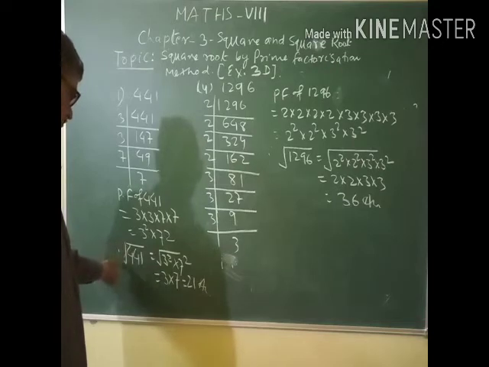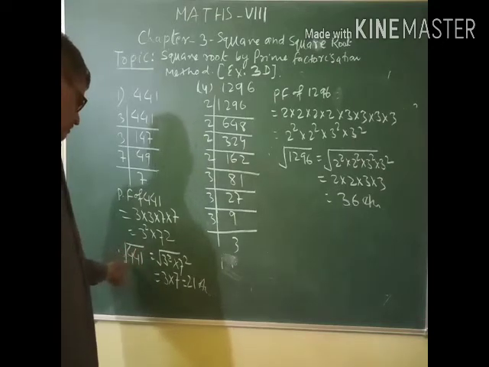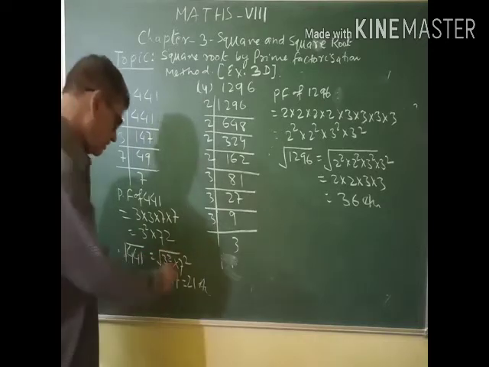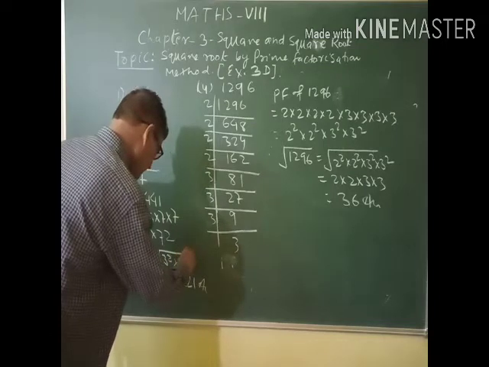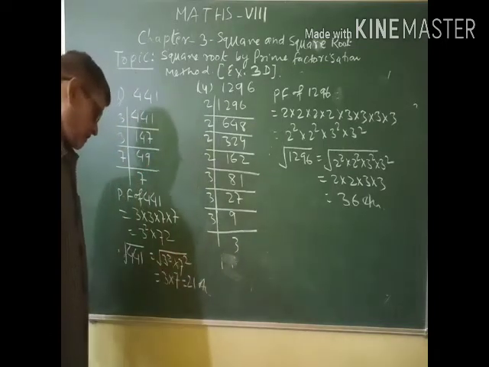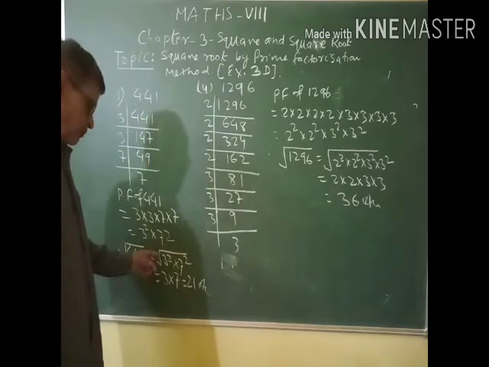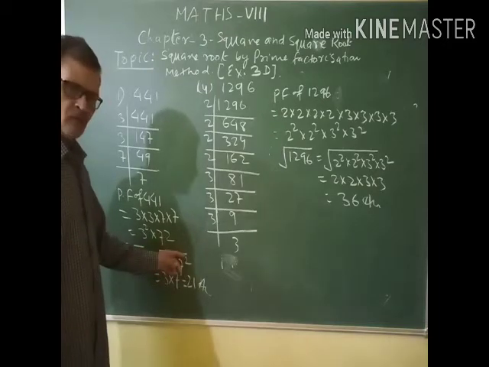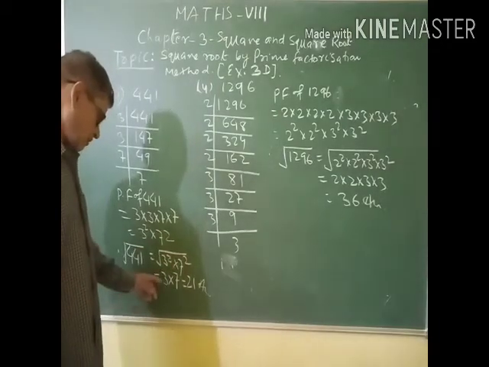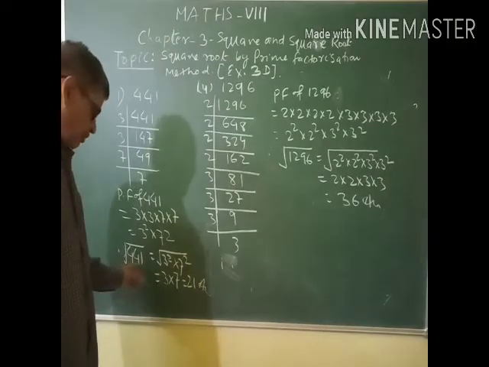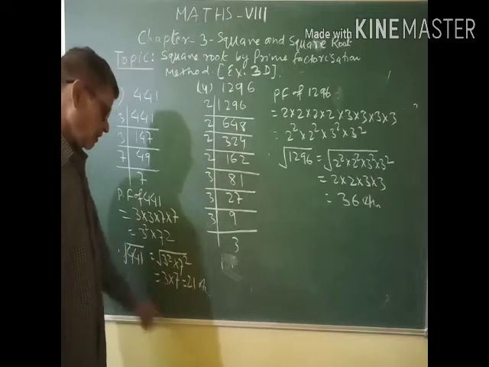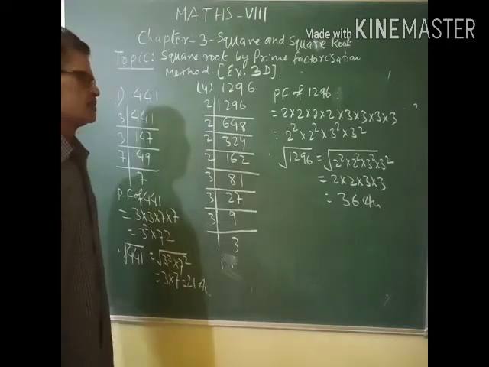This is the square root sign. The square root of 441, you can write as the square root of 3 square into 7 square. When the square root is removed, certainly the squares will also be removed. So the square root of 441 is equal to 3 into 7, equal to 21. This is your answer.